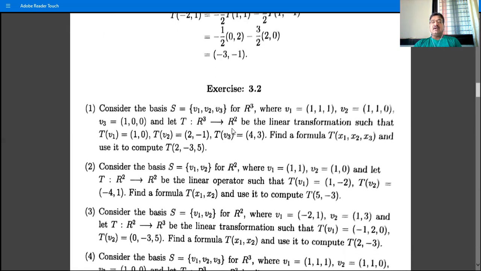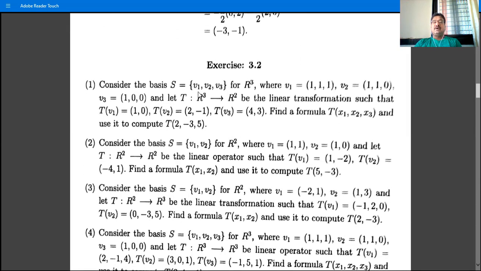So these are exercises of the same type. We are given v1, v2, v3, a basis for R3. V1 is this, v2 is this, and we have T of v1, T of v2, and T of v3 given, and we have to find the formula for T of (x1, x2, x3), or T of (a, b, c), or T of (x, y, z). So I have to express this (x1, x2, x3) as a linear combination of (1, 1, 1), (1, 1, 0) and (1, 0, 0). So your first step is what?